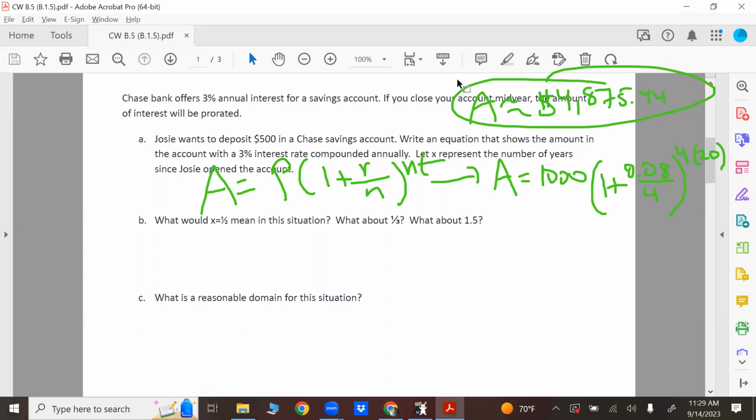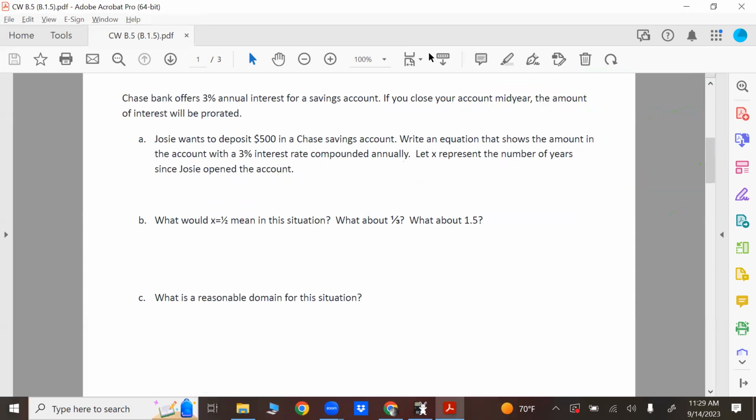Okay, let's try another one here, guys. So Chase Bank offers 3% interest for your savings account. If you close your account mid-year, the amount of interest will be prorated. So Josie wants to deposit $500 in the Chase account. So it's really simple. The amount of money will equal 500.